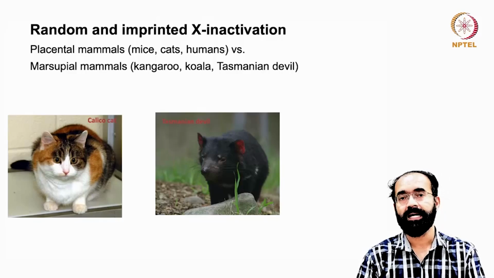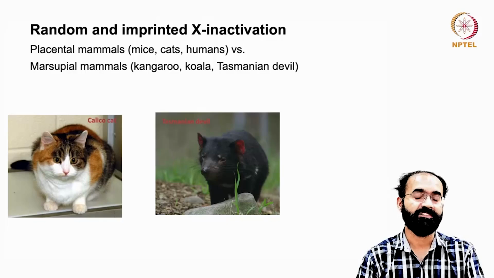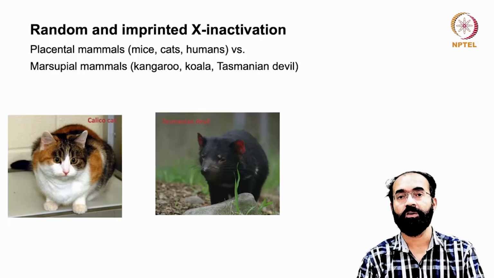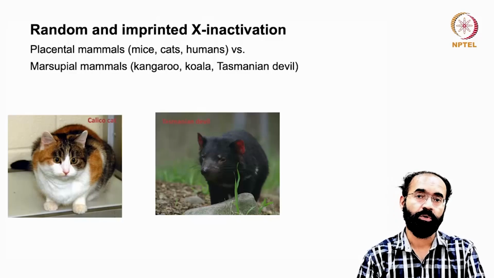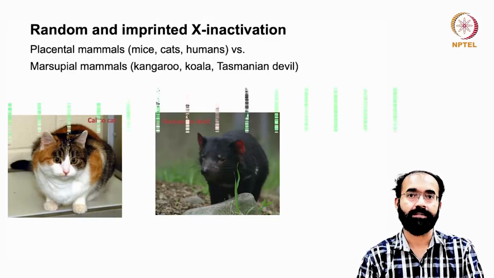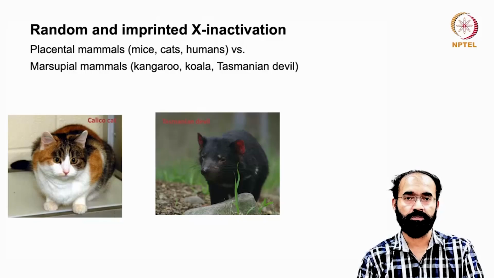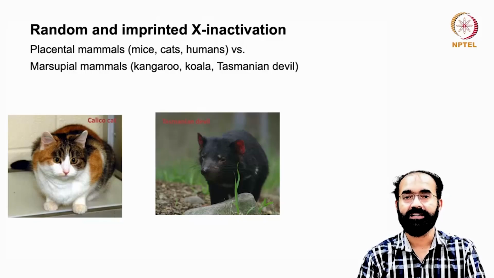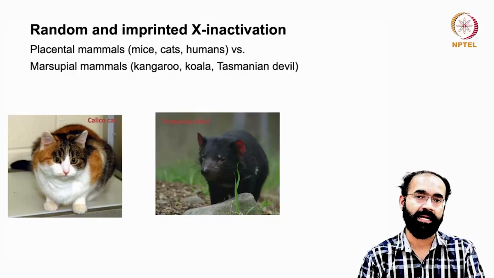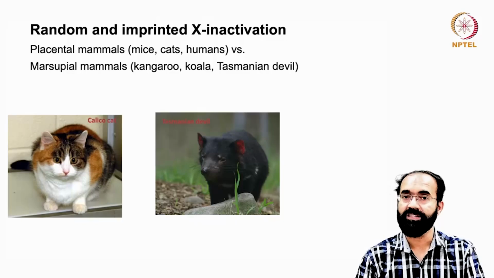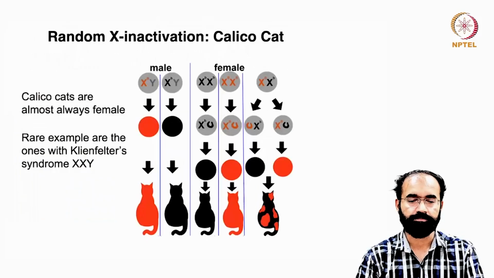I'm not saying that 1 X chromosome will always have yellow or 1 X chromosome will always have black. No, not like that. Both chromosomes can be black, or both can be yellow. In that case you can't distinguish. But if a cat has both these colors, that means the X chromosome is randomly made inactive in the skin. So we will see the genetics behind it.